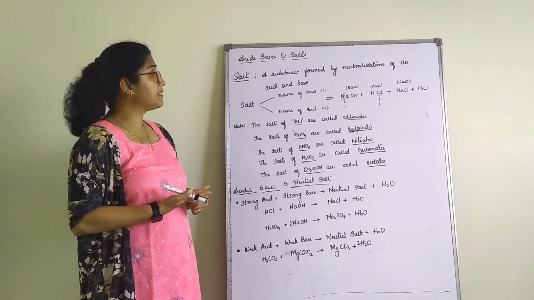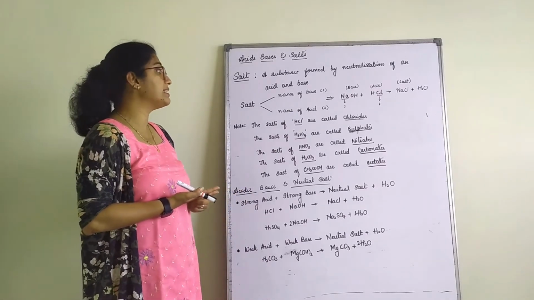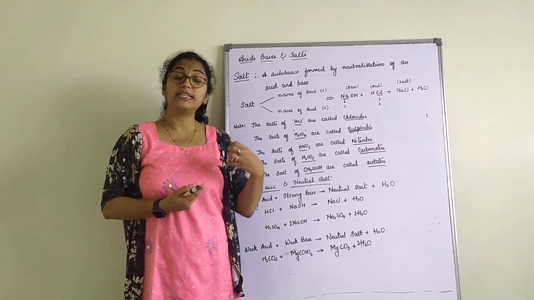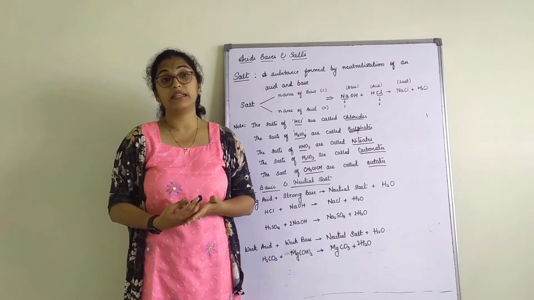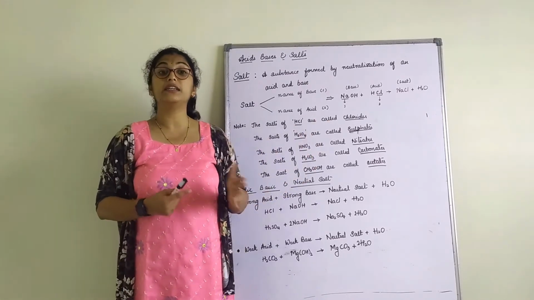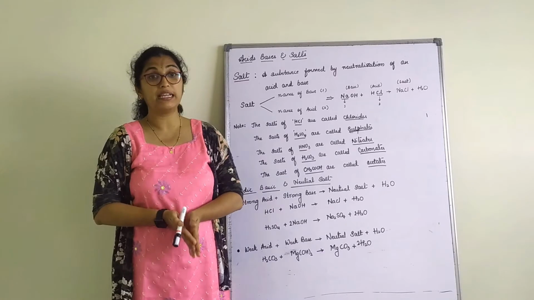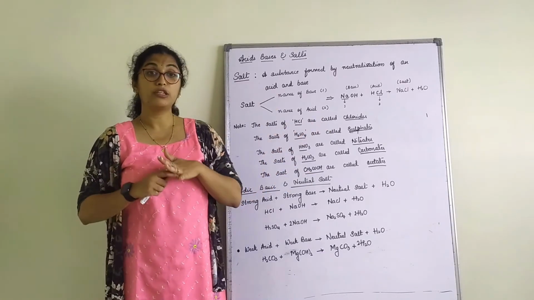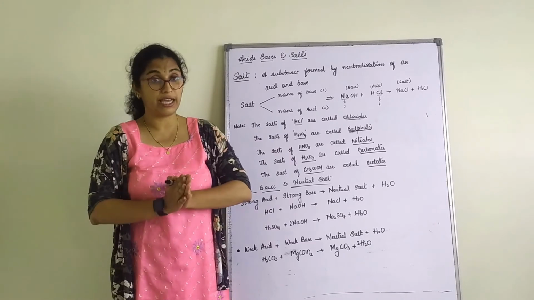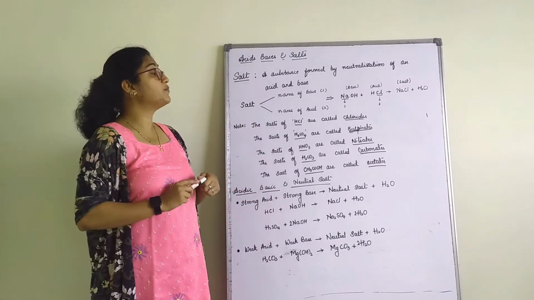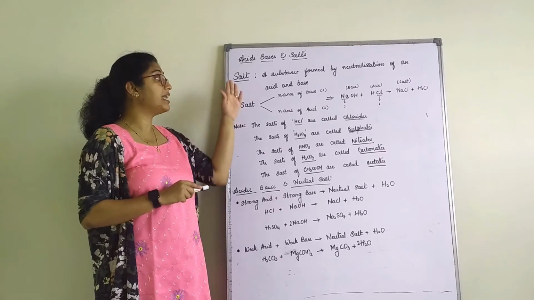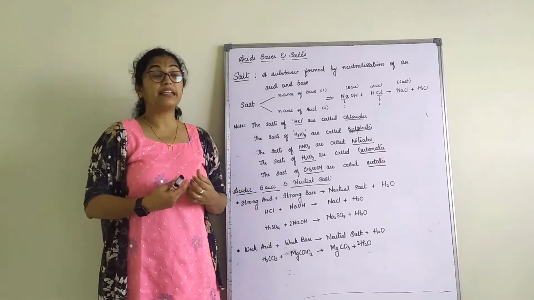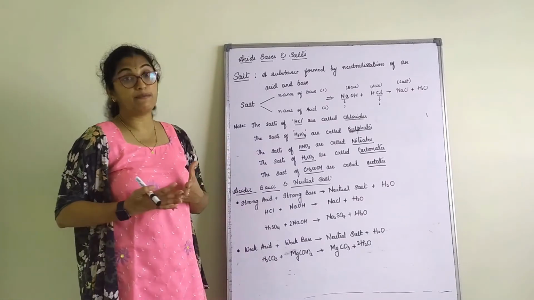So salt is a substance formed by the neutralization of an acid and a base. When an acid reacts with a base, what is the reaction? Acid and base give a neutralization reaction, right? That means acid and base will give us a salt and water. So that is a neutralization reaction. A substance formed by the neutralization of an acid and a base is called a salt. But again, we have different types of salt.